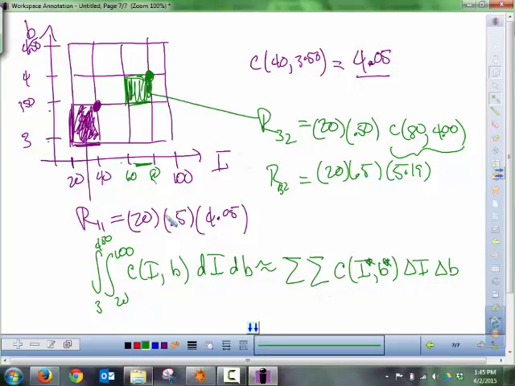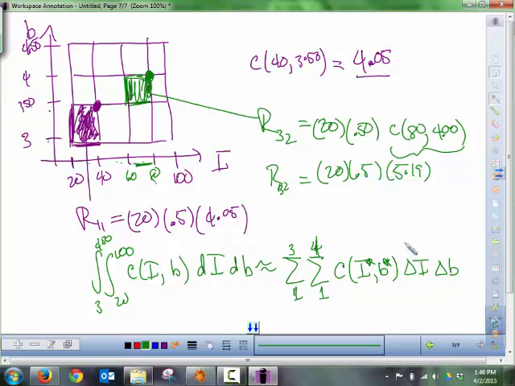And this is where, along the I, you're going to go 1, 2, 3, 4. I'll just put 1 to 4 here. I don't have a variable here. And then your B goes from 3 to 450, but it only has 3 partitions. So 1 to 3. So you'll probably be adding up 12 rectangles here that you'll have to do by hand.